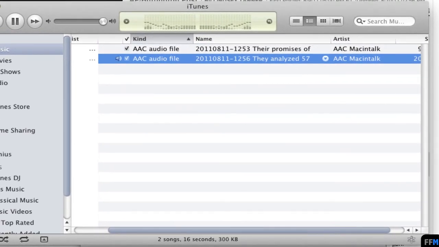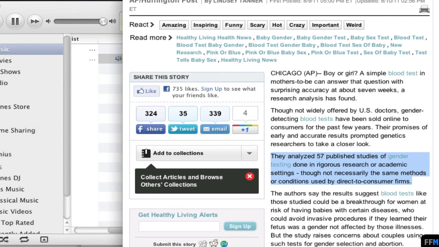The analysis covered 57 published studies of gender testing done in rigorous research or academic settings, though not necessarily the same methods or conditions used by direct-to-consumer firms.